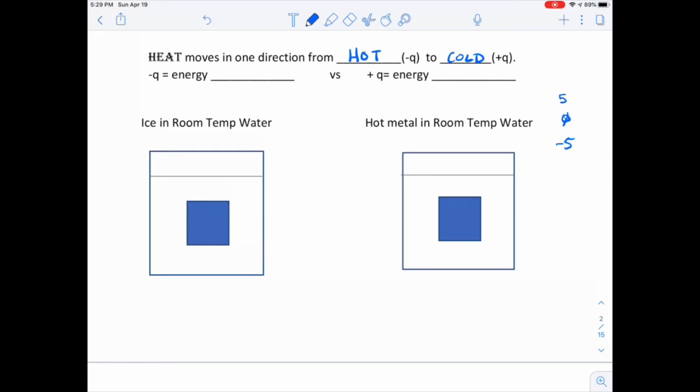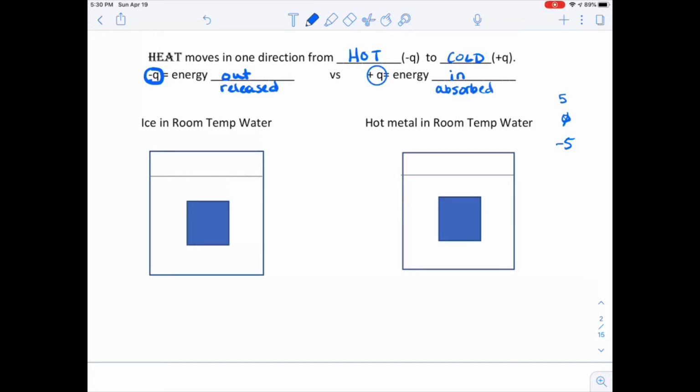So if something is hot, it means it has energy that can go out, or that is released. And we use a negative sign to represent that that's happening. And then our positive sign is energy in or energy absorbed.